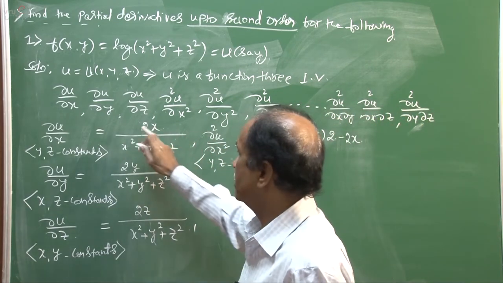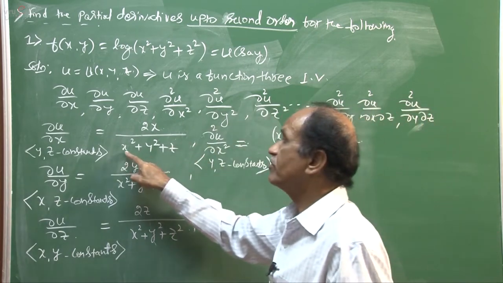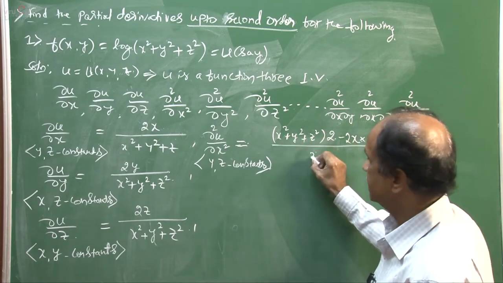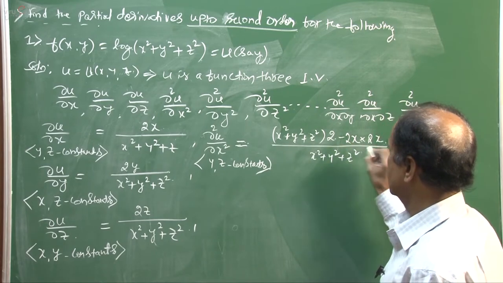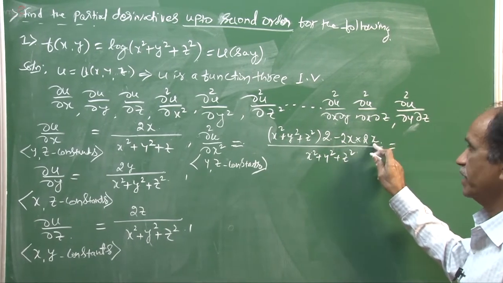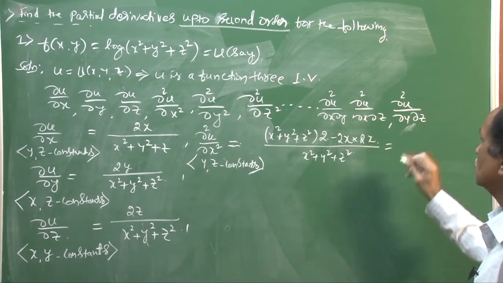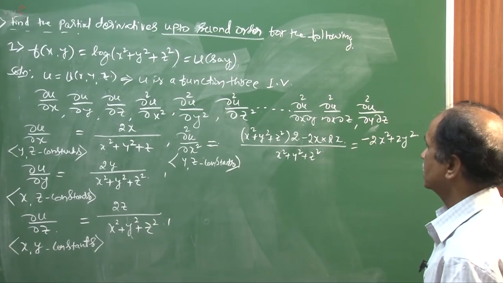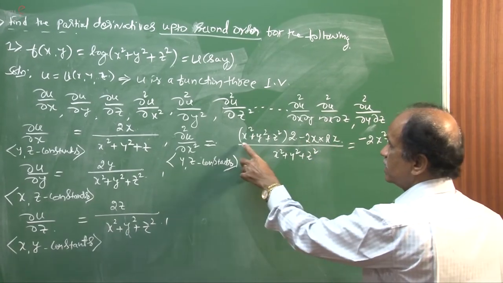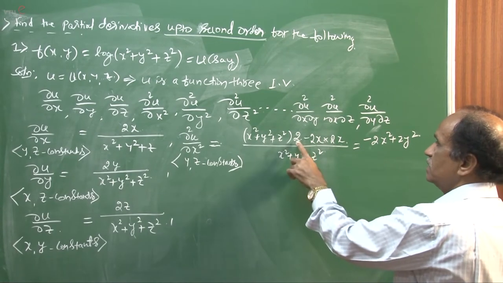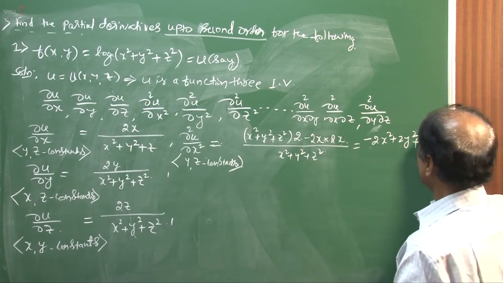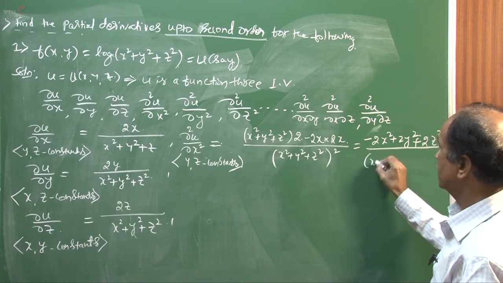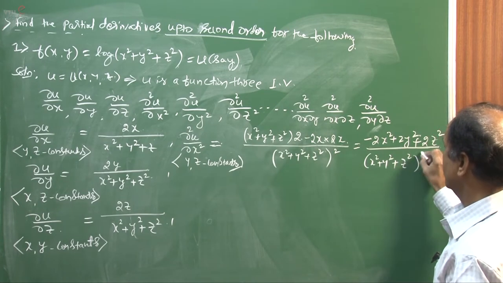Denominator into derivative of numerator minus numerator, that is 2x, into derivative of denominator with respect to x, that is 2x, and whole divided by x square plus y square plus z square. Now this is 4x square and here it is 2x square with minus 4x square, so that is minus 2x square plus 2y square. Here it is minus 4x square and plus 2x square, I am writing minus 2x square. This 2 is multiplied to this 2y square, and 2 times z square, and divided by x square plus y square plus z square, whole square.